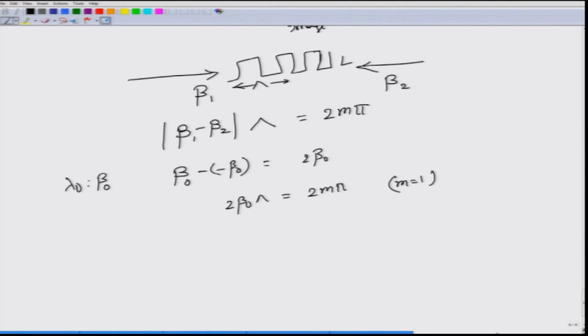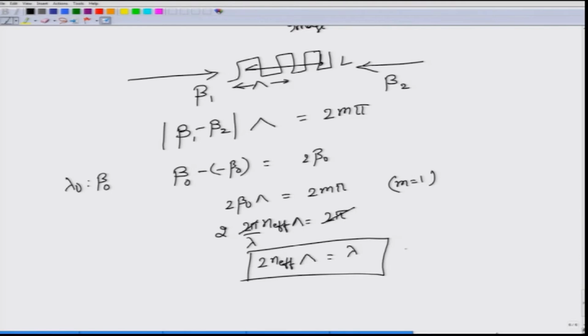Then you replace beta 0 by lambda. Of course, the actual propagation constant has to be written in terms of the effective refractive index, because this effective refractive index will be the effective refractive index over this entire region. So, you get 2 into 2 pi by lambda n effective is equal to 2 pi, cancels on both sides, 2 n effective into lambda. This capital lambda is the periodicity, this must be equal to lambda. This is called the Bragg grating equation.